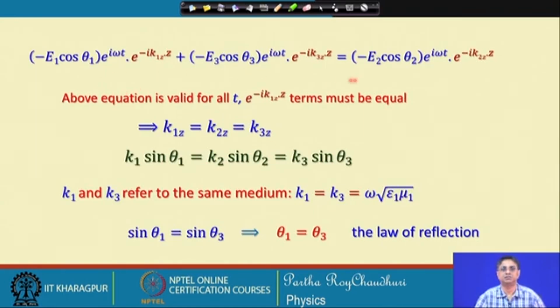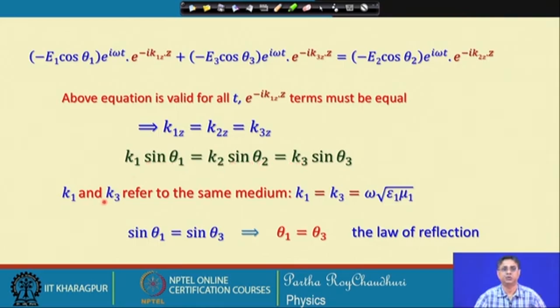Now, this equation will be valid for all times, and for this validity it is required that the e to the power of i k 1 z z term must be equal. Therefore, we directly conclude that k 1 z equals k 2 z equals k 3 z. But k 1 z is k 1 sin theta 1, k 2 z is equal to k 2 sin theta 2, and k 3 z will be equal to k 3 sin theta 3. Therefore, each of them is equal to the other.